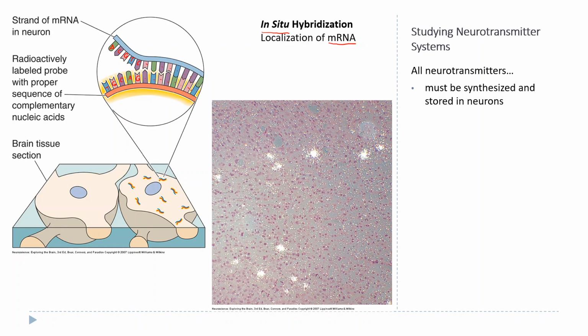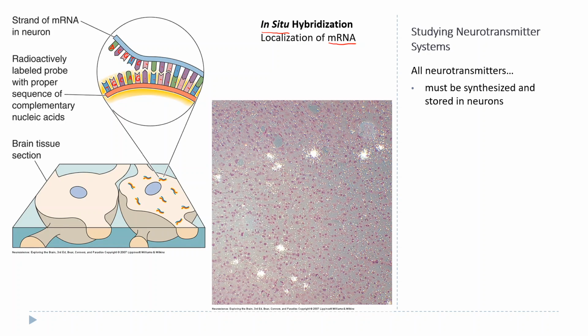It doesn't have to be complementary to the whole thing, but the more of it it's complementary to, the more specific it will be. And then you put that on your cells or on your tissue, and again, if the mRNA is present, then the probe should stick to it, because that's how nucleic acids work. If you have two complementary strands of nucleic acids, they will bind to each other. Now again, these probes are invisible, just like antibodies are by themselves. So you need some way to make them visible, some way you can actually see them inside the cell.